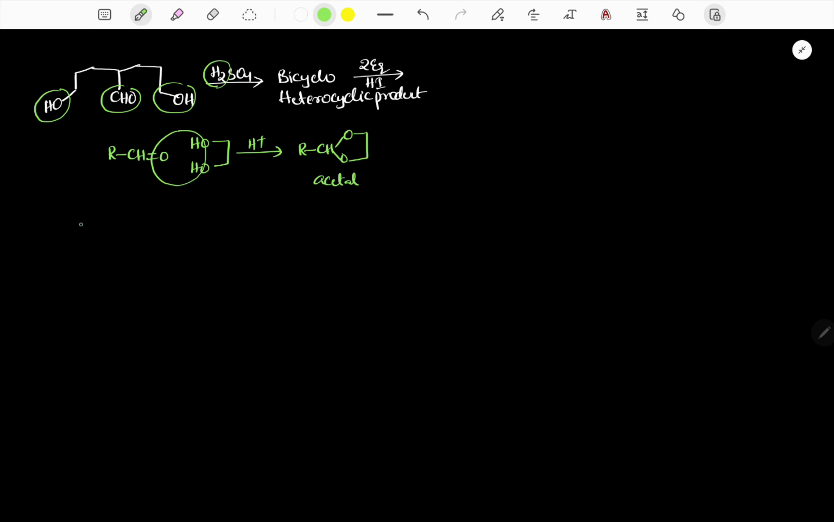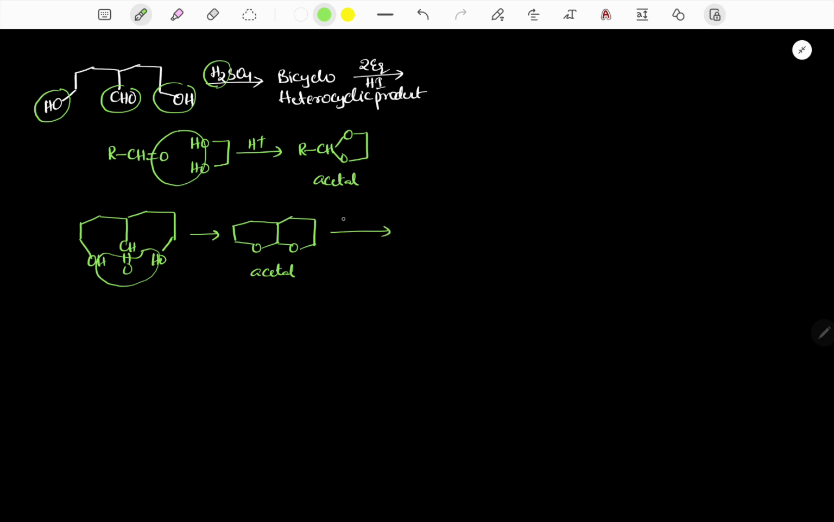Similarly, if I observe the first reaction, it is an alcohol group, an aldehyde group, and an alcohol group. So simply we can remove the H2O like this, and the corresponding product is like this. So it is an acetal. It is a bicyclic heterocyclic compound: heterocyclic because of the oxygen, and two cyclic rings are there, so a bicyclic compound.